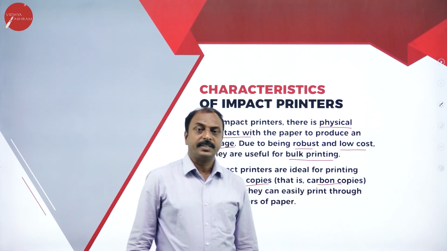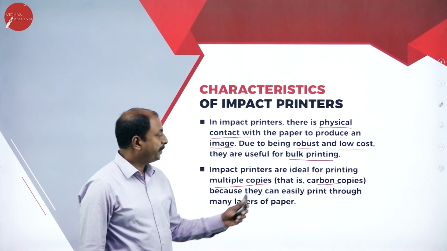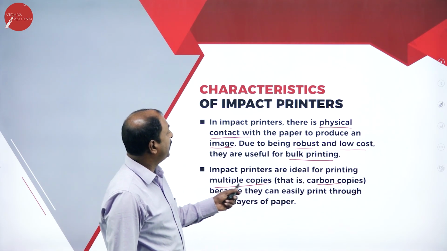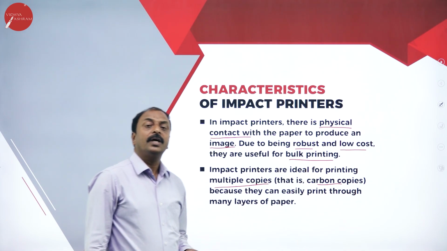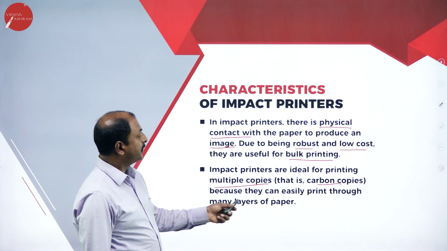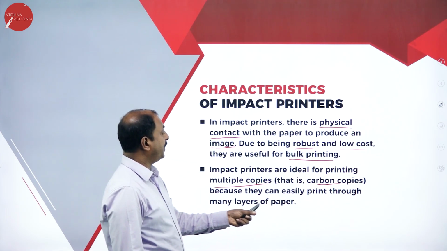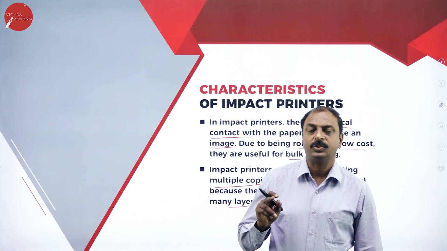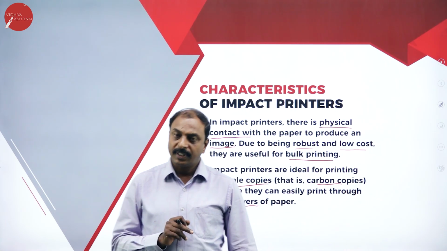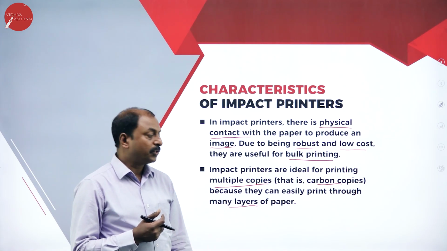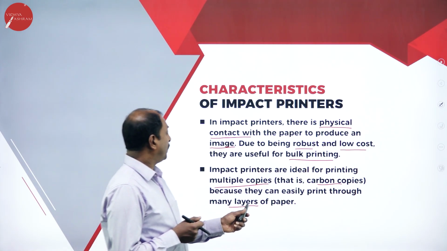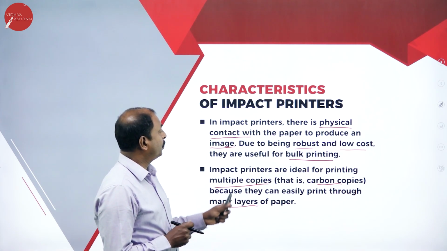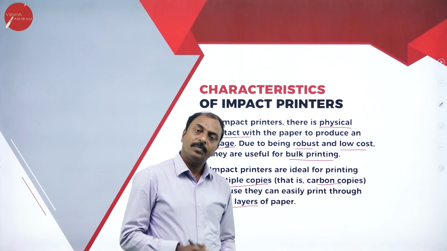Now, in impact printers, we can make use of carbon paper so that we can get multiple copies of the printout at a time. They can easily print through many layers of paper because the pins in the print head strike the ribbon. Because of that, we can get an impression through multiple layers of paper. Generally, impact printers are used for multiple copies of printout.